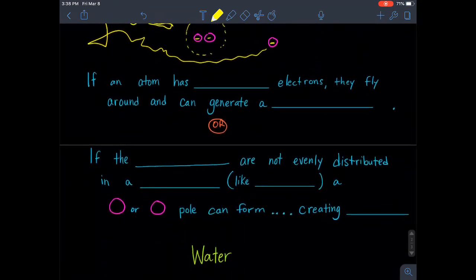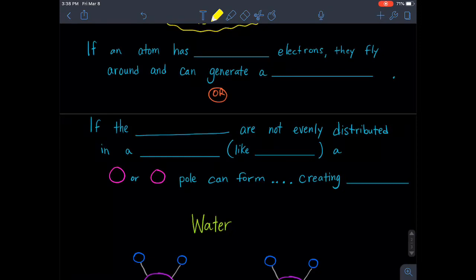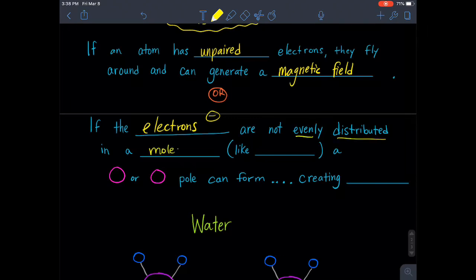Okay, well, let's summarize some of this. If an atom has unpaired electrons, they fly around and can generate a magnetic field. Or, if the electrons, those negatively charged things, remember those, are not evenly distributed in a molecule. Now, a molecule is when you have multiple atoms connected to each other.